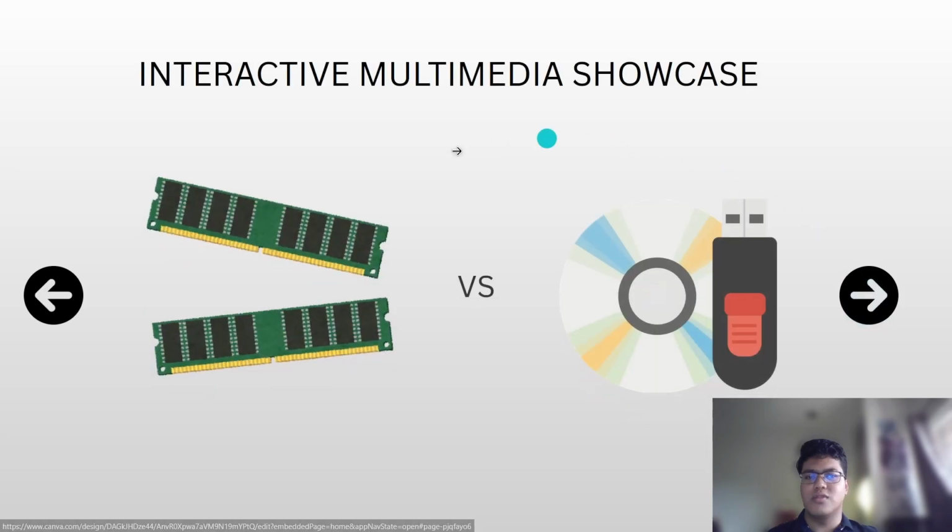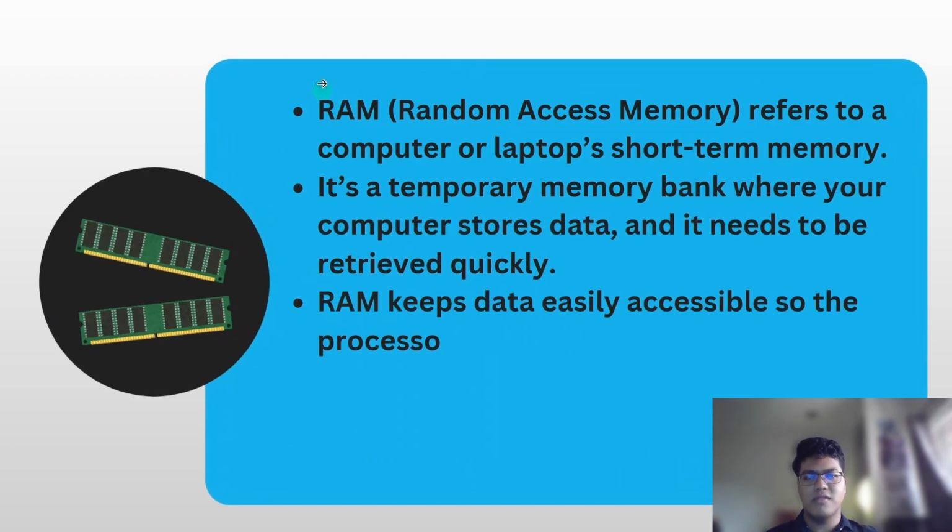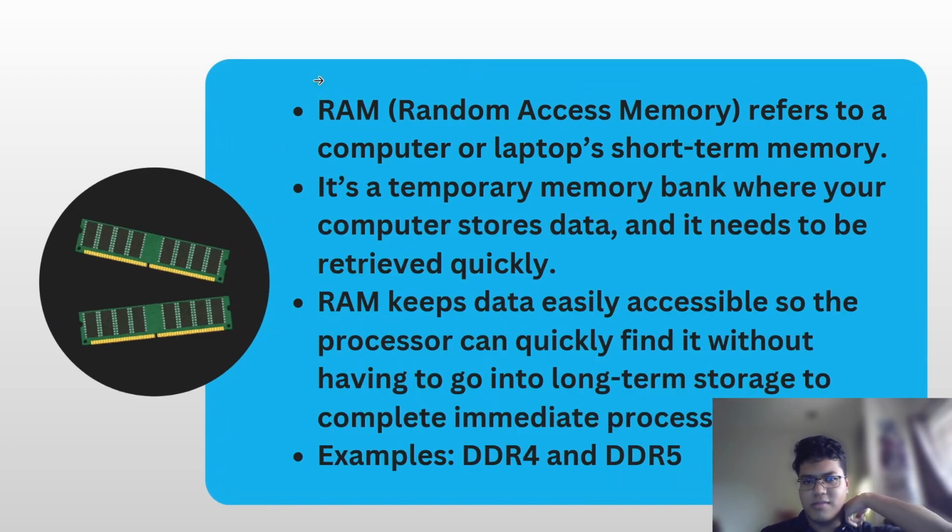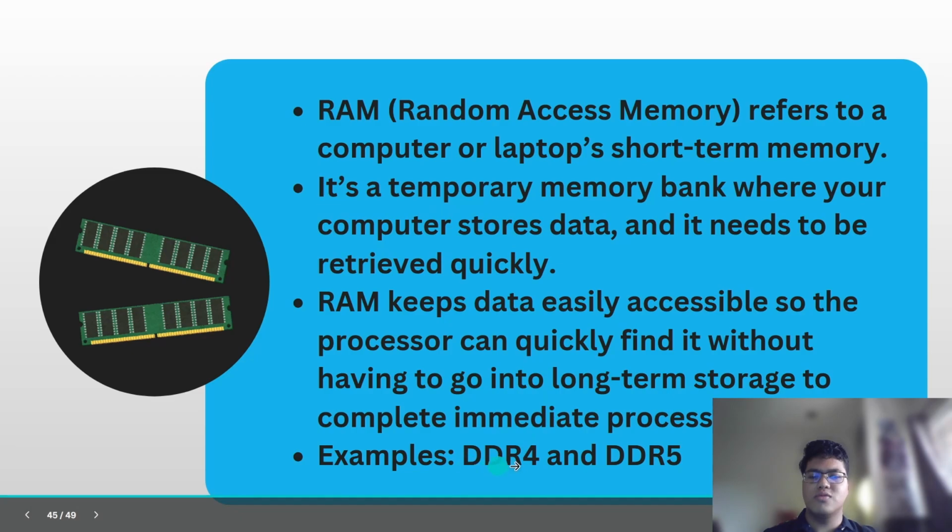So now we're going to move to the RAM and storage devices next. RAM. What is RAM? Random access memory. It refers to a computer's or laptop's short-term memory. It's a temporary memory bank where your computer stores data that needs to be retrieved quickly. RAM keeps data easily accessible so the processor can quickly find it without having to go into long-term storage to complete immediate processing tasks. Two of the most prominent RAM types out there in the market right now are DDR4 and DDR5.